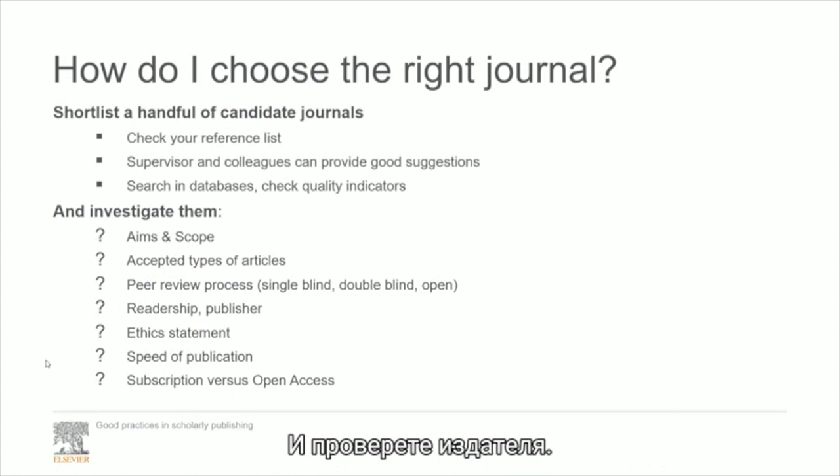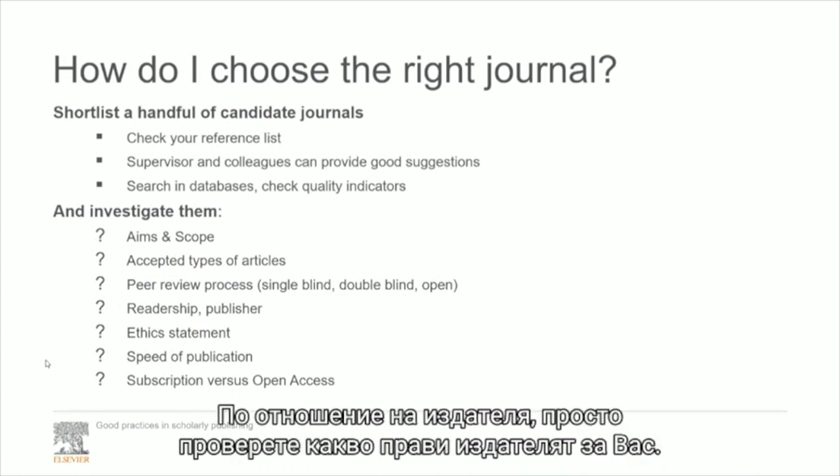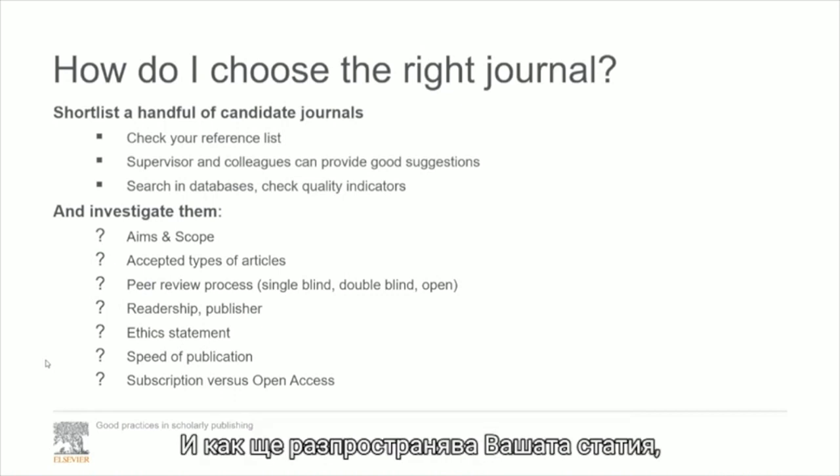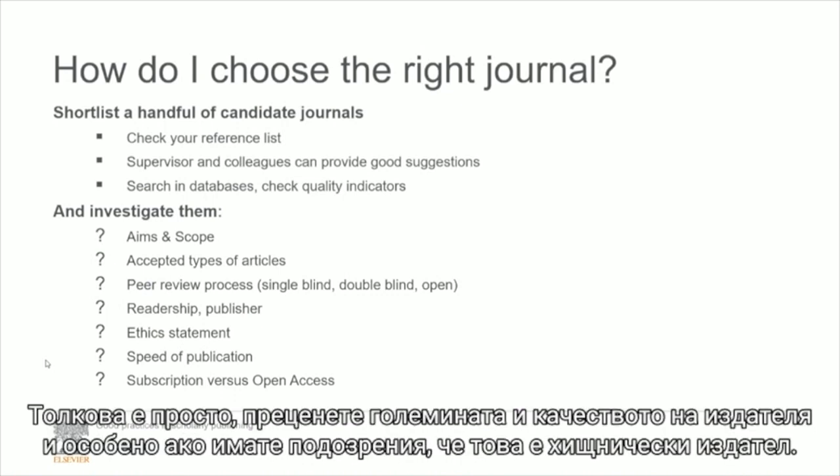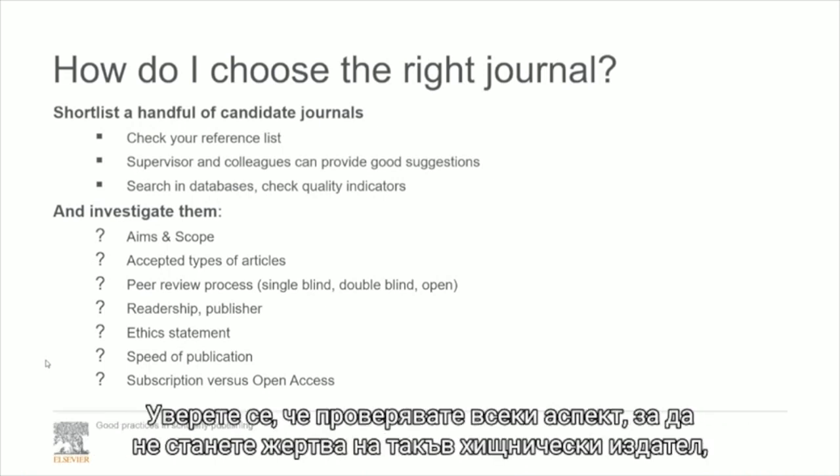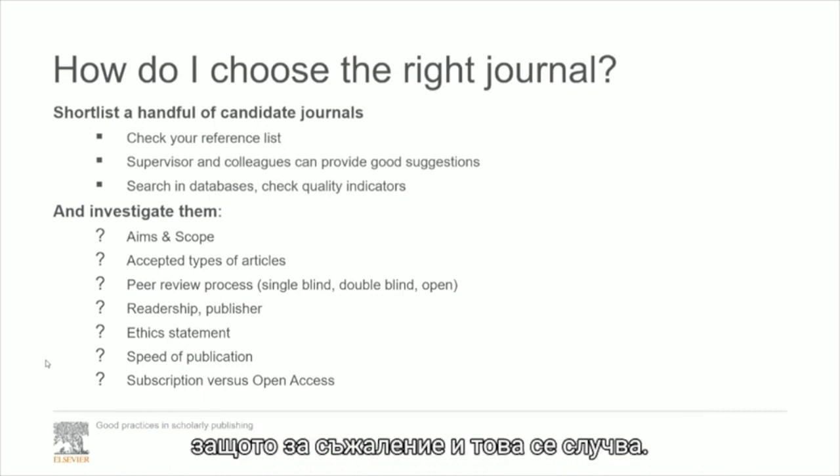And check the publisher. In terms of publishers, simply check what the publisher does for you. So how your paper will be distributed, simply assess the size and the quality of the publisher. And especially if you suspect that this is a predatory publisher, make sure you definitely check each and every aspect so that you don't fall victim to that predatory publisher, because unfortunately that happens.